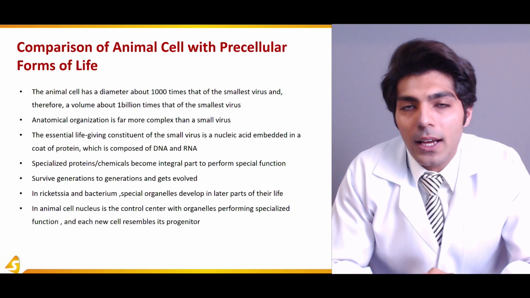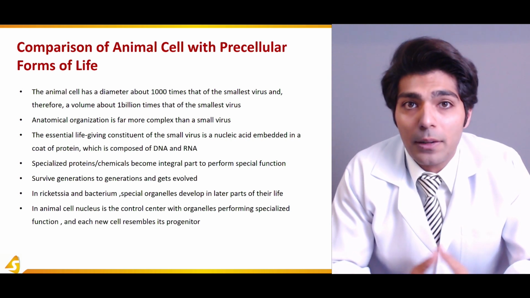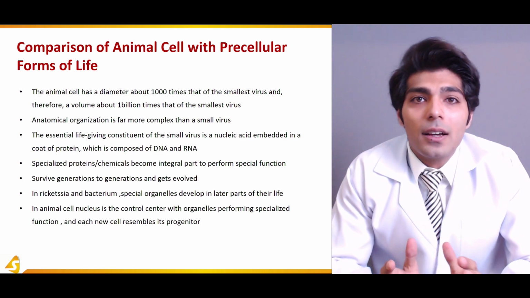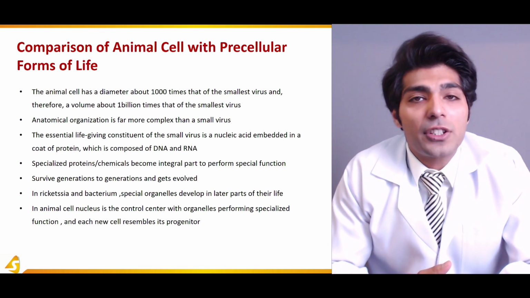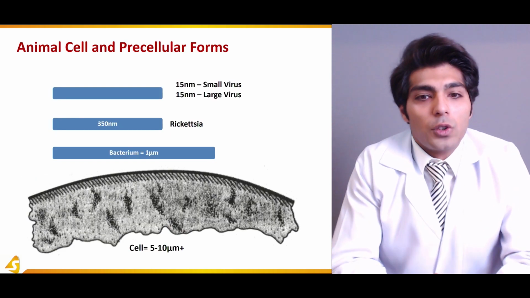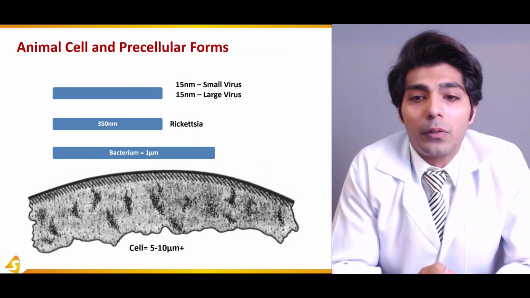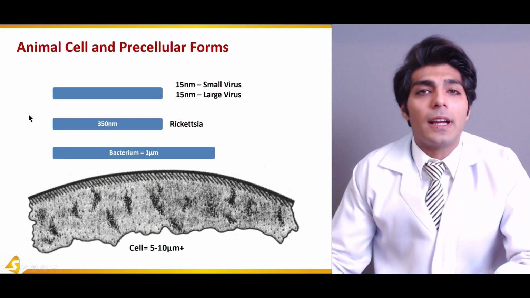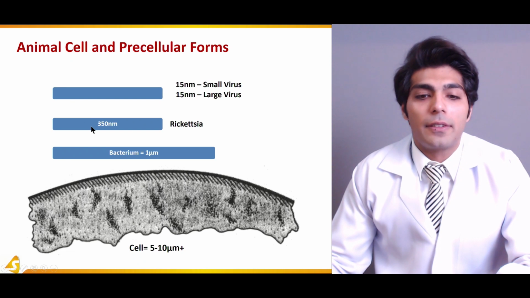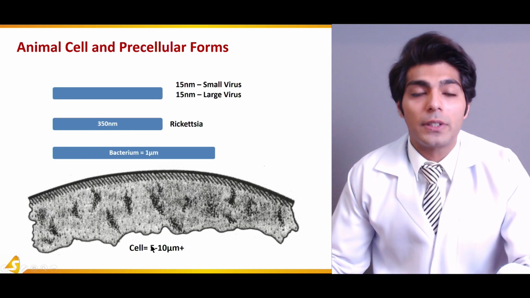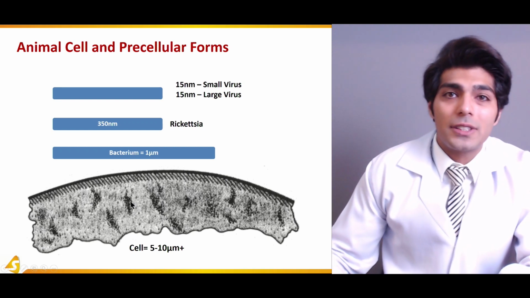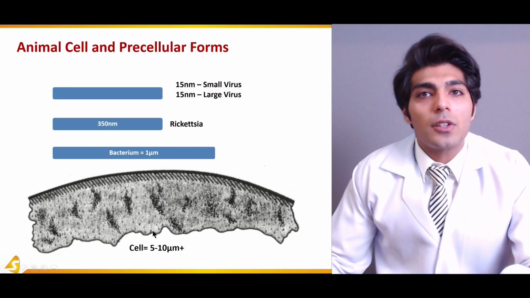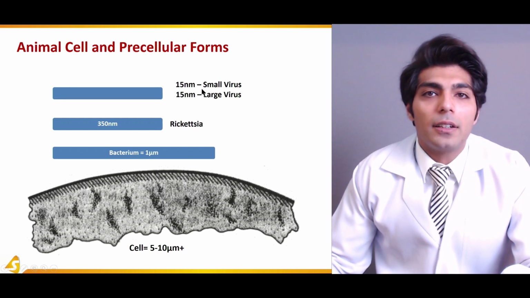We know that the animal cell has a nucleus, a control center, and has organelles. They perform their specialized functions. Each new cell of the animal cell is similar to or resembles its progenitor. You can see the diagram, the animal cell and the precellular forms. We have small viruses, rickettsia, and the bacterium. You can see the small virus is 15 nanometers, and rickettsia is 350 nanometers. Bacterium is 1 micrometer, and you can see the cell which is 5 to 10 micrometers. So it is almost 1,000 times greater in diameter than the small virus. The volume is also 1 billion times greater than the small viruses.